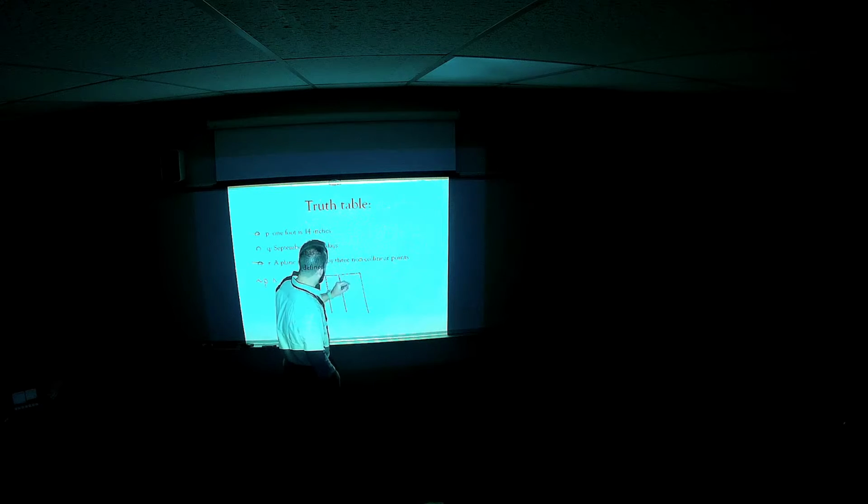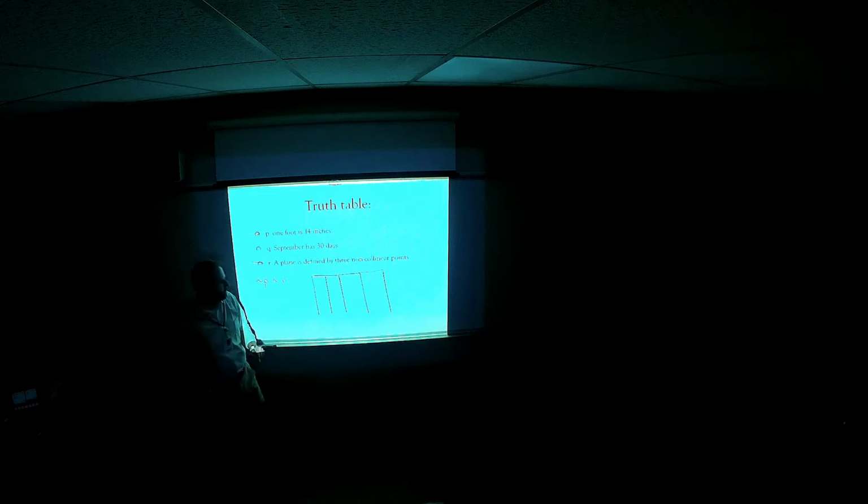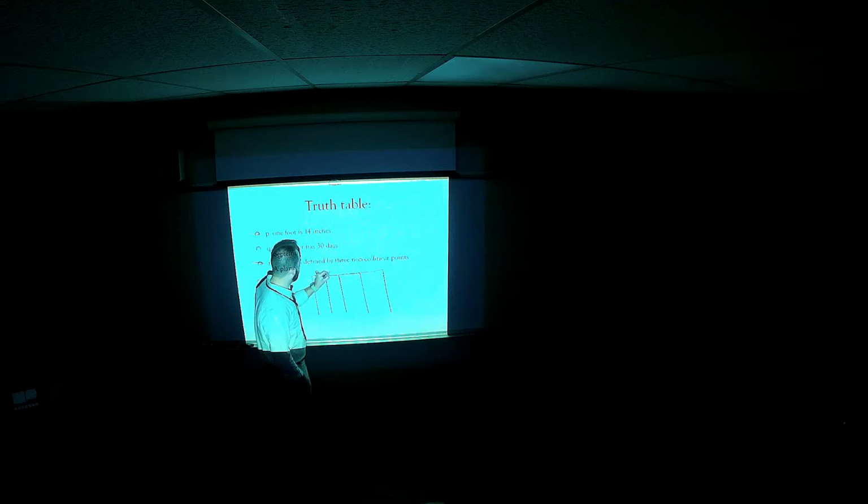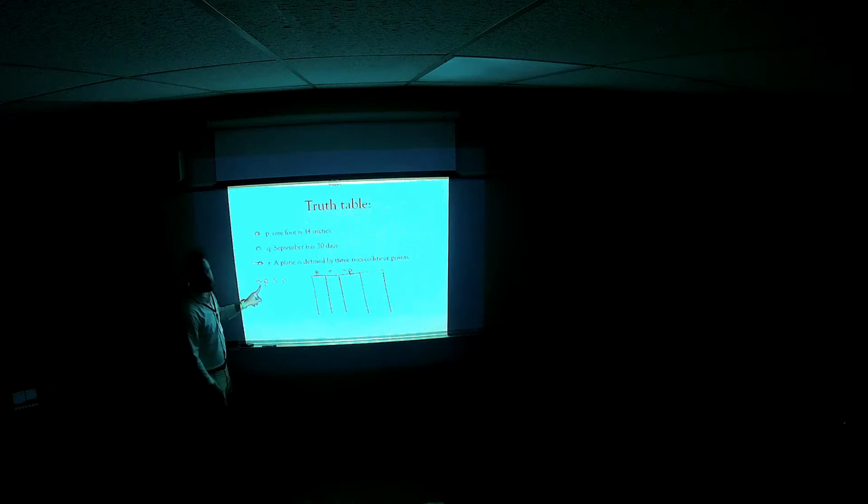Now, we're going to have 4 columns. And you're probably wondering why we have 4 columns, because this is how it works. We have a P, we have an R, we have a not P, because that was the negation you guys picked. You picked the P to have the negation in front of it. And then the final one is not P and R.